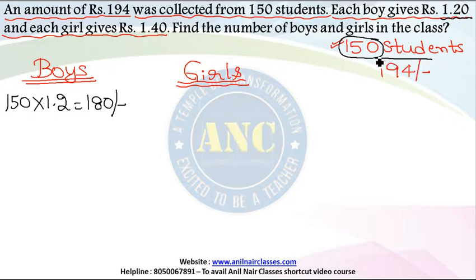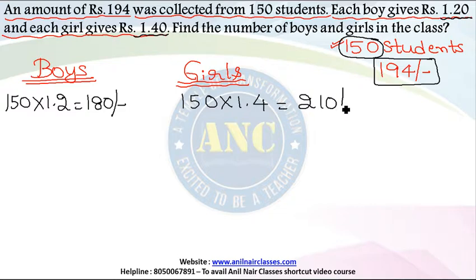Total money collected is 194. So all 150 cannot be boys. Similarly, assume that all the 150 students are girls. If one girl is giving 1.4 rupees, 150 girls will give 150 into 1.4, which is 210 rupees.